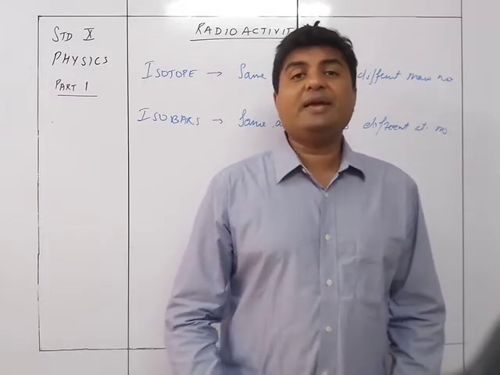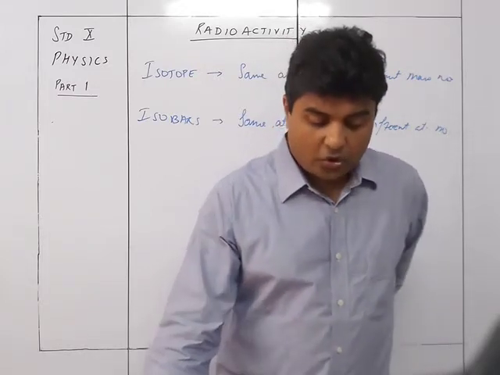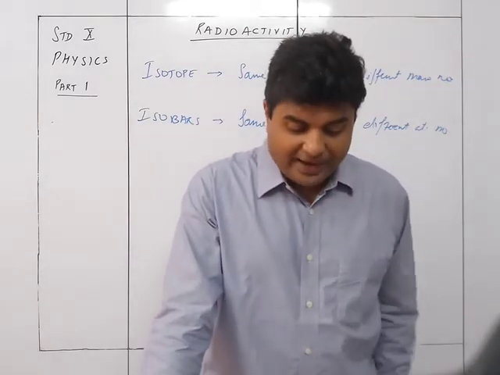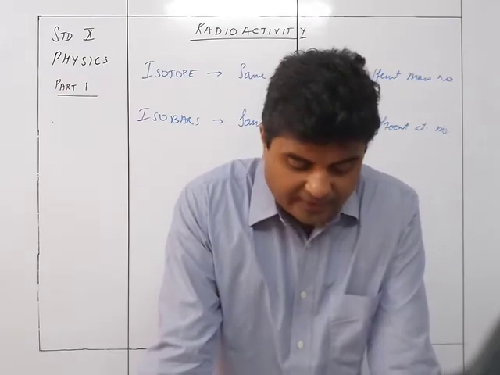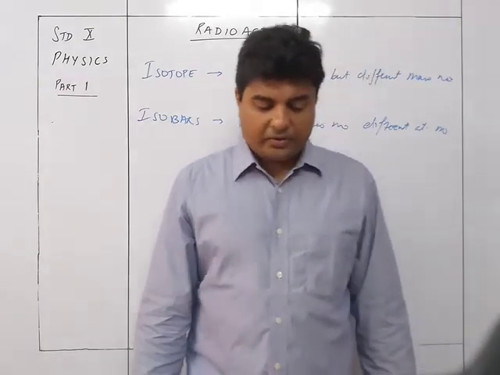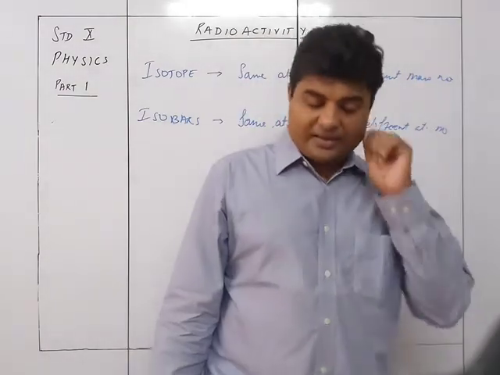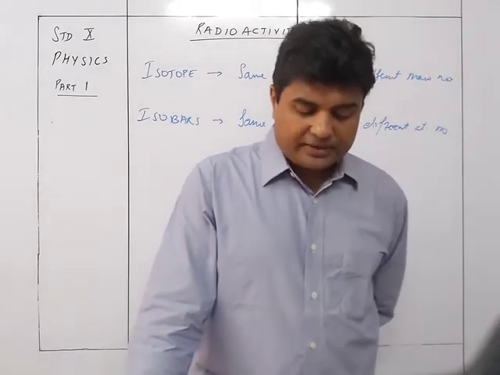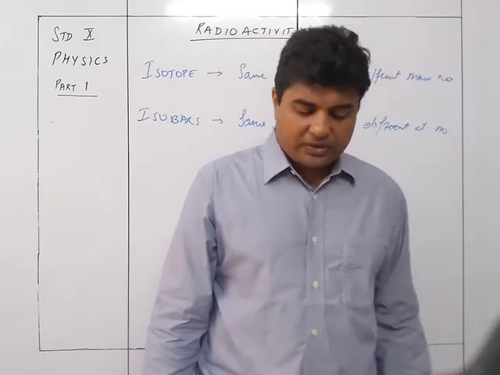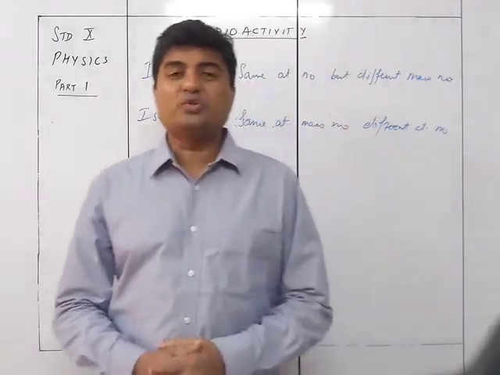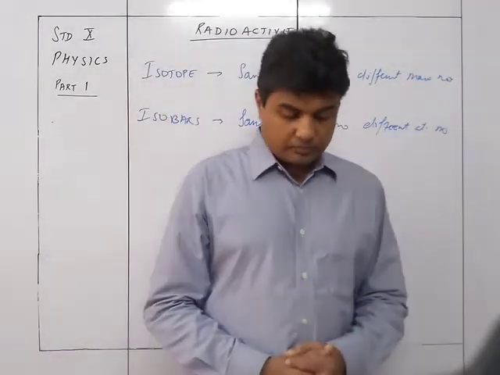Example, 23Na11 and 23Mg12 are isobars. 23Na11 contains 11 protons and 12 neutrons, with 11 electrons outside the nucleus, whereas 23Mg12 contains 12 protons and 11 neutrons inside the nucleus and 12 electrons outside the nucleus. The total number of protons and neutrons is 23 in each case.